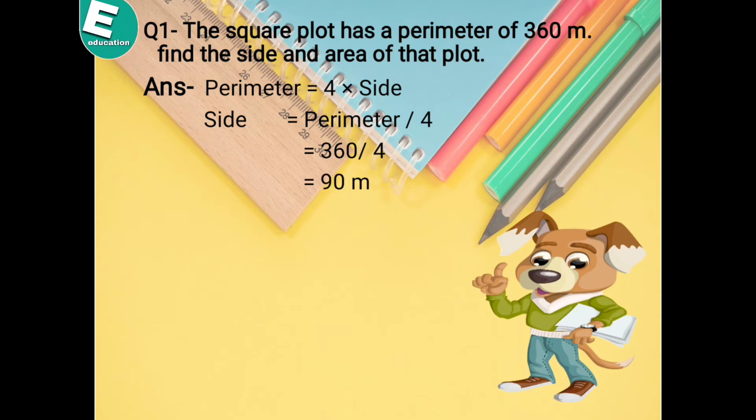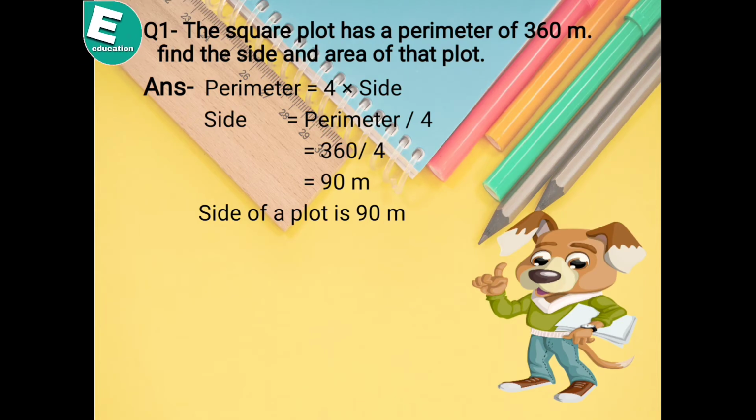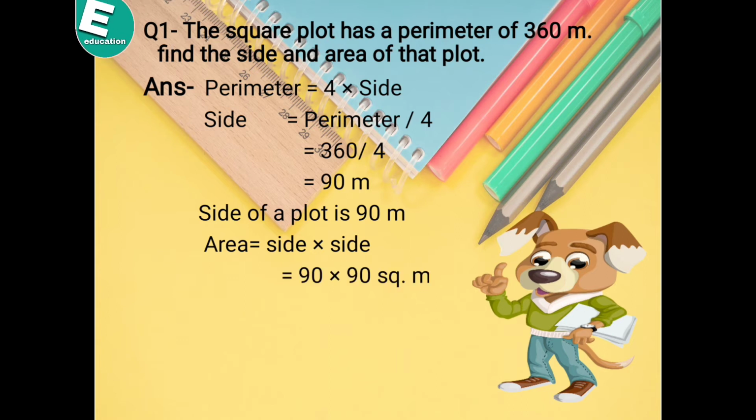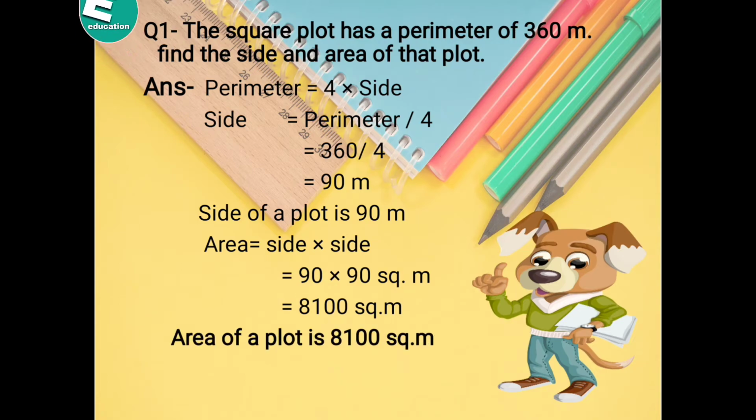So the side of a plot is 90 meter, and the formula for area is side into side. On putting values, we get 90 multiplied by 90 square meter, which is equal to 8100 square meter. So the area of a plot is 8100 square meter.